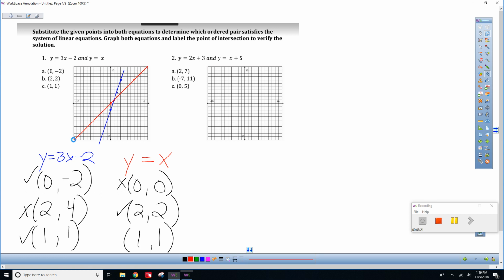There we go. Okay. And now look, this is the key to this little example problem. Where do they meet? They meet right there. At which point? 1, comma 1. There's only one intersection point for those two lines. Okay. I'll leave number 2 for you guys to do on your homework.